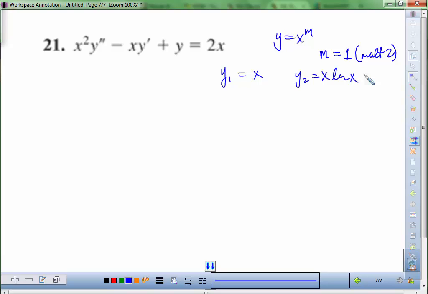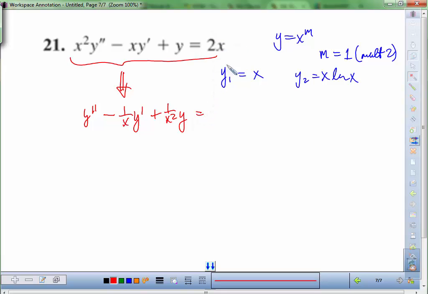That part's okay. What we need to do at this point is to write it in normal form to be able to use Wronskian. So it means we have to divide everything by x squared. So we get y double prime minus 1 over x, y prime plus 1 over x squared, y is equal to 2 over x. So the important part to get out of this is our new g function, which is going to be this thing.